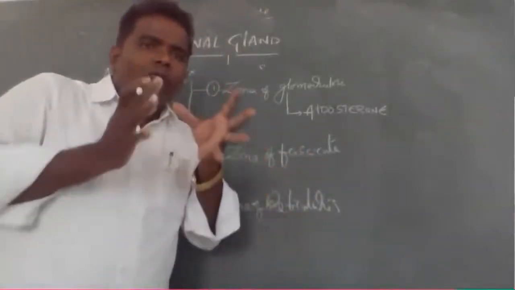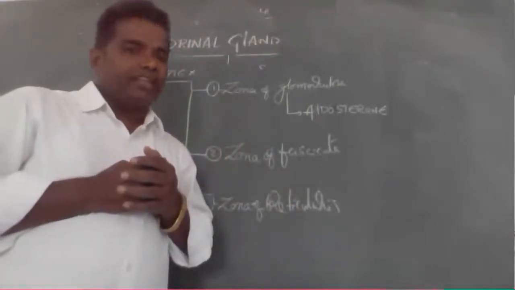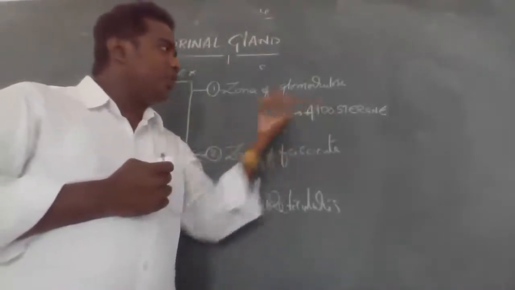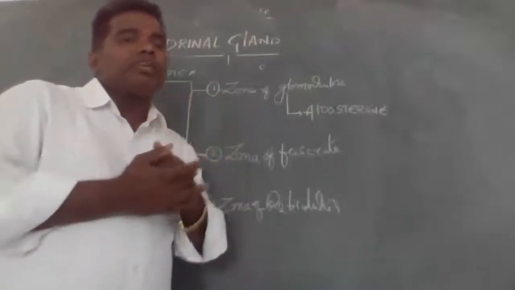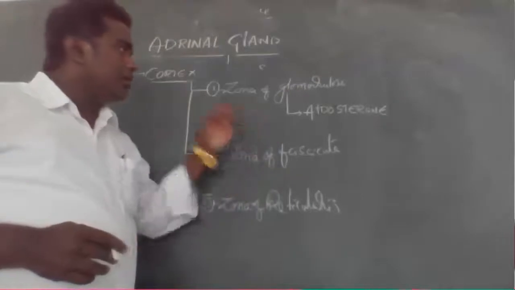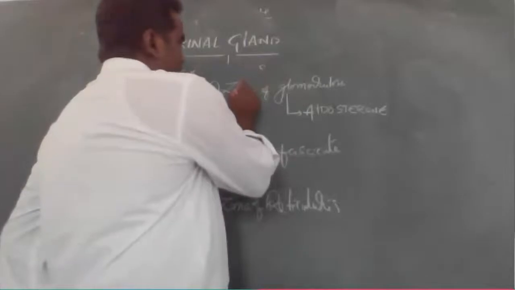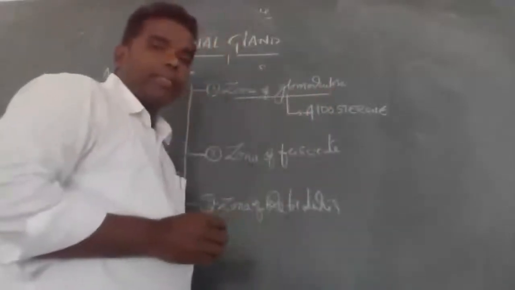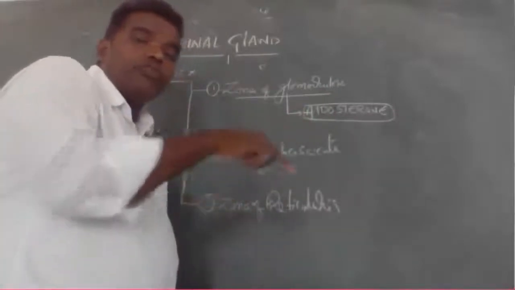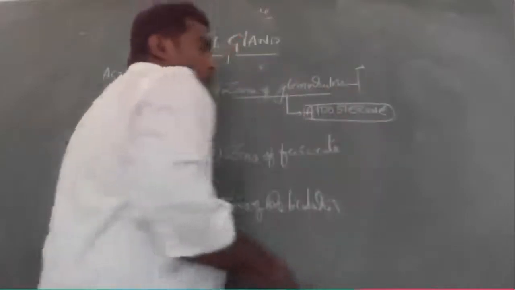Aldosterone. So the zona glomerulosa secretes a larger amount of aldosterone. That is very important. So from the zona glomerulosa, this aldosterone is secreted.